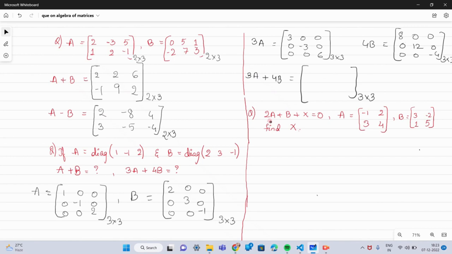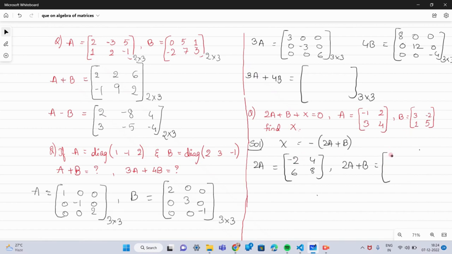So next question, an equation is given, A and B matrices are given, and we need to find the X matrix. Now from the equation we can say it is minus of 2A plus B. First we'll find 2A. To find this, just multiply 2 with all the elements of matrix A. So it becomes this, and B is also already there. So just find 2A plus B. It's just the simple addition.